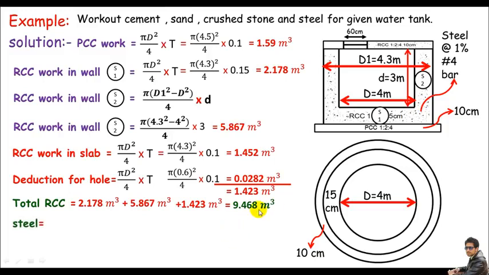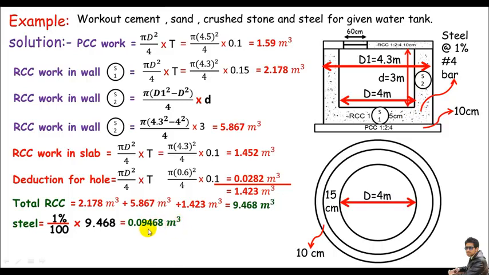Now let's just calculate the steel, right? And the steel is of course number 4 bar, and it's at the rate of 1% of all RCC volume. So it's just 1%, and to remove the percent sign we just divide by 100, right? If we have 1% steel in 100 cubic meter, how much will be in 9.468 cubic meter, which is the total RCC work? So we can get 0.09468 cubic meter steel.